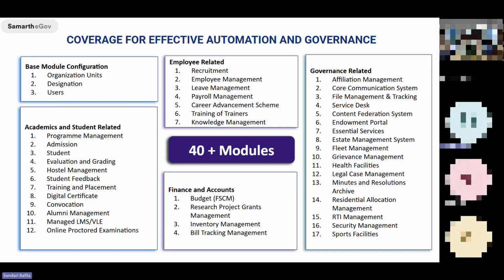Talking about the coverage of effective automation and governance, the ERP system currently includes more than 40 modules. These modules are broadly categorized into four major domains, as I explained earlier. These four major domains are academics and student life cycle modules, employee-related modules, finance and accounts modules, and governance related modules. So these domains collectively ensure comprehensive digital management and automation of institutional processes.